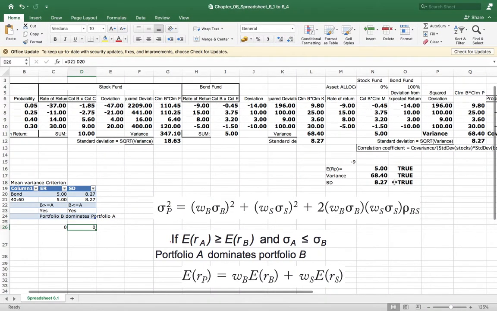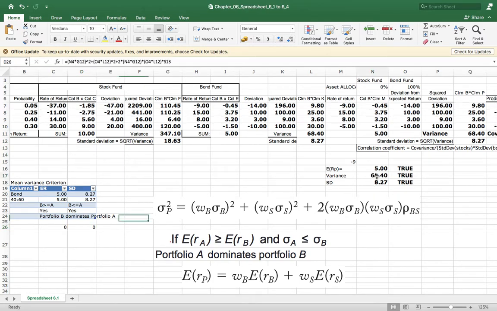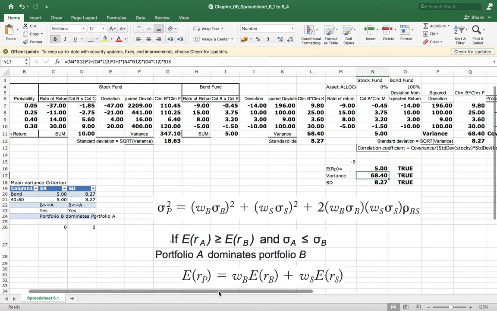You see here in your spreadsheet, go to the variance. The formula is being used here. You can check the formula here. Weight of bond multiplied by standard deviation of bond squared, plus weight of stock multiplied by standard deviation of stock squared, plus 2 multiplied by weight of bond, standard deviation of bond, weight of stock, standard deviation of stock, multiplied by correlation between the bond and stock fund.